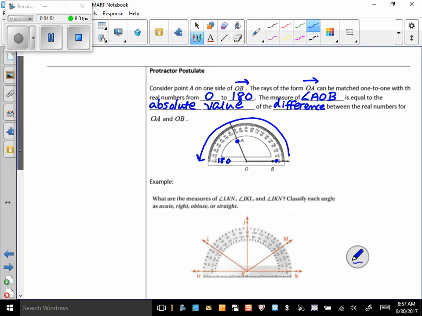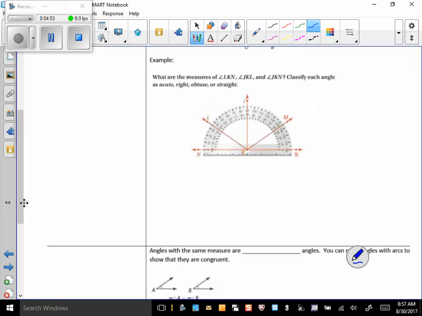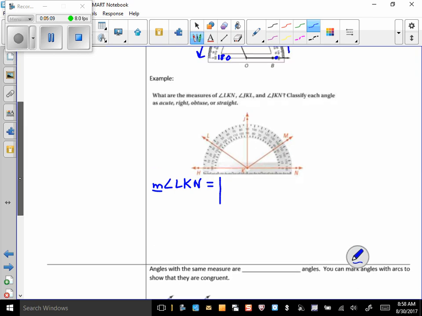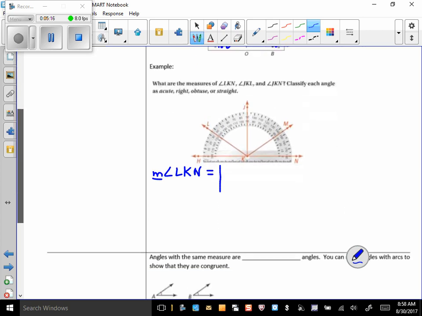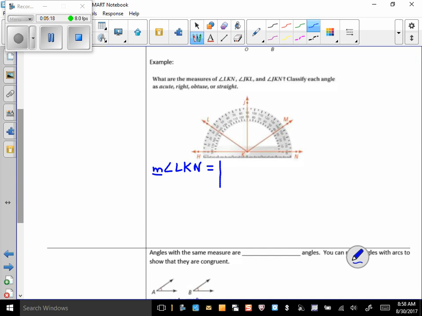So for instance, what is the measure of angle LKN? So let's just start with that one. And when I'm talking about the measure of an angle, I got to be sure to put that little m out there. The measure of angle LKN, okay, is the absolute value. What did our little postulate say? The absolute value of the difference between the real numbers for those rays. So we're looking at LKN here.